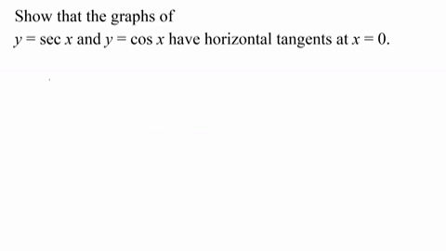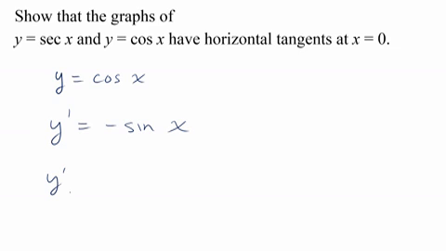Using the same logic, we have y equals cosine x. Therefore, y prime would be negative sine x, and now we'll evaluate y prime at x equals 0. So we get negative sine 0. Sine of 0 is 0. So our derivative again is equal to 0 at x equals 0, showing that they both have horizontal tangents at x equals 0.